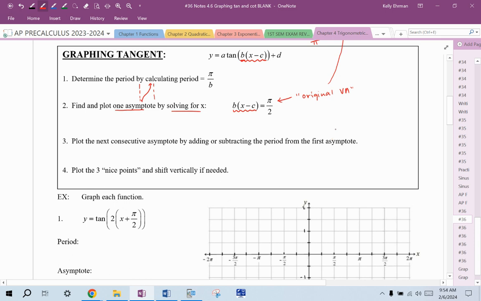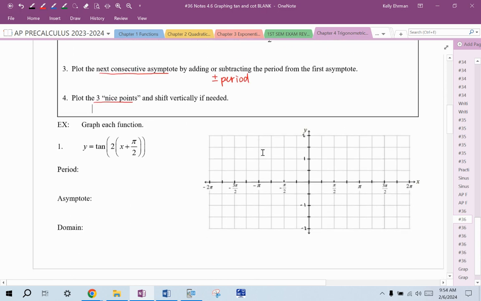Once you plot one asymptote, you can plot the next consecutive asymptote by adding or subtracting the period. So say we have an asymptote at pi, I would add or subtract whatever the period is and plot the next one. And then we're just plotting 3 nice points on each branch. If there's a vertical shift, we would do that either after the fact, or you could draw in a midline if you still want to. All right, so let's take a look at this.